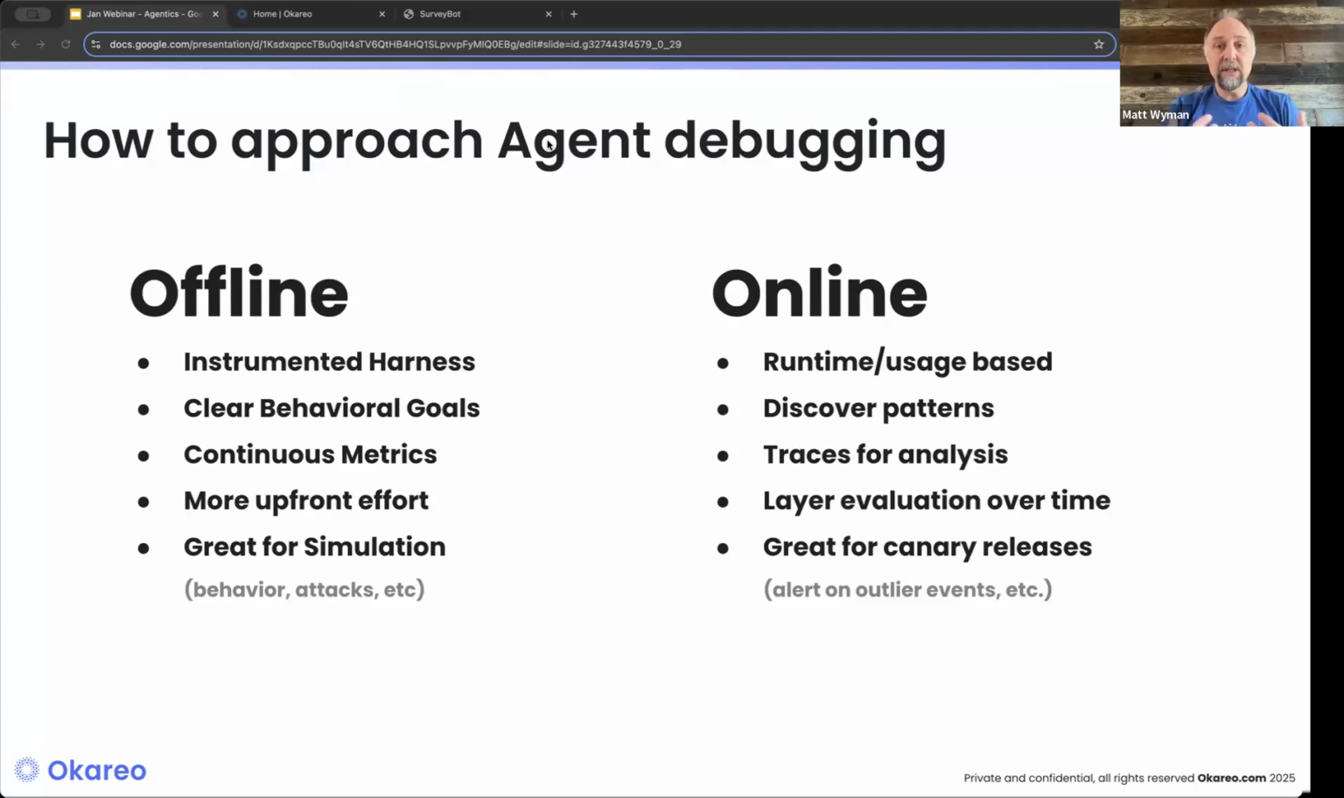So it's our perspective that you need both. At Okareo, we offer you both. So I'm going to touch on each as we get into our example.